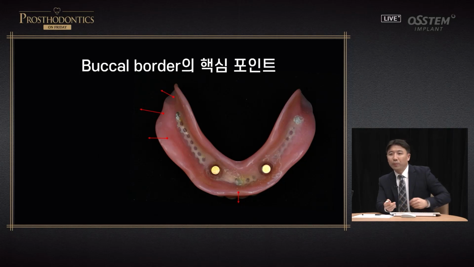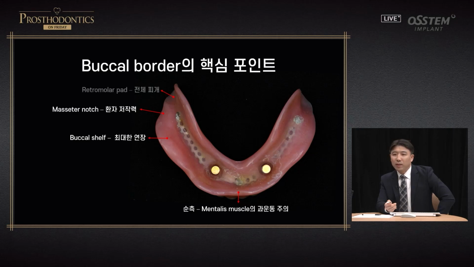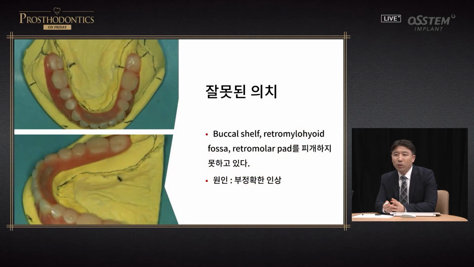On the buccal side, there is a need to make sure the mentalis muscle is not overactivated. The buccal shelf needs to be extended as much as possible. A masseter notch may be formed if the patient has strong masticatory force. The overdenture needs to cover the entire retromolar pad. That is the conclusion. So let's move on to taking impression.